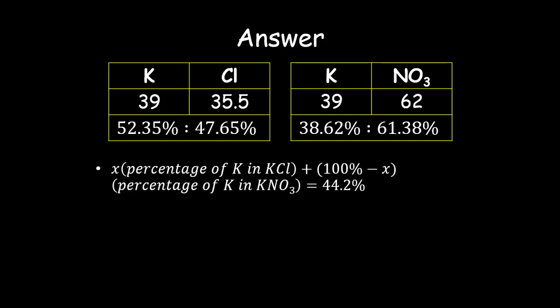As I said in the hint, we're going to use this equation in order to find the percentage of KCl in the mixture. So x times the percentage of K in KCl plus 100% minus x times the percentage of potassium in KNO3 equals 44.2%. That is the percentage of how much potassium he mentioned in the question.